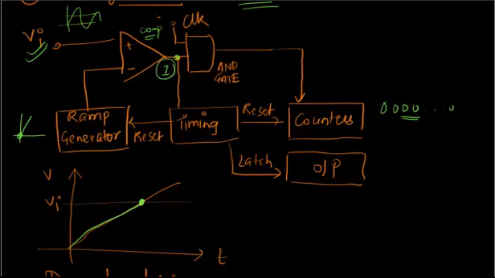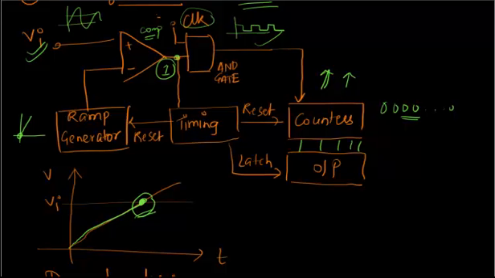Since this is an AND gate and this is logic 1, the clock will be transmitted as it is, and with each clock pulse this counter will increment. It keeps on incrementing till the ramp reaches this point. When the ramp reaches this point, what happens? This counter stops because the clock pulses stop coming, so the counter stops at whatever value that is.